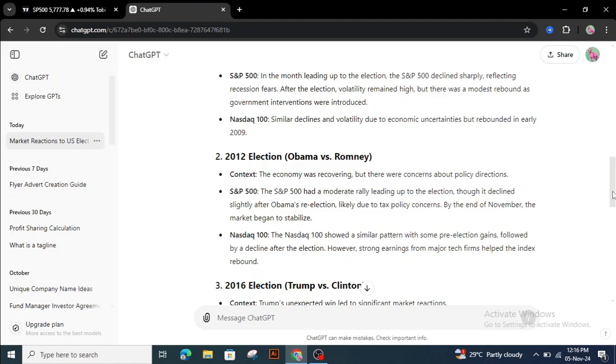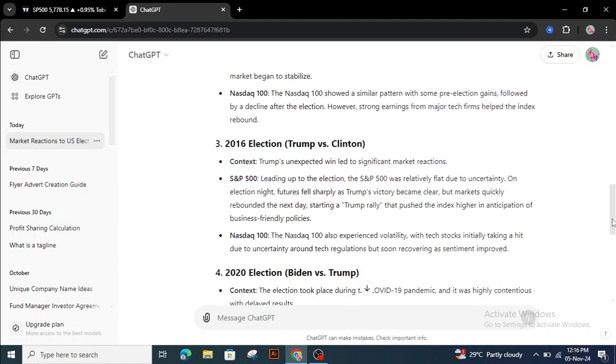Okay, so let's look at 2016 now. They said leading up to the election, the S&P 500 was relatively flat due to uncertainty. On election night, futures fell sharply as Trump's victory became clear, but markets quickly rebounded the next day, starting a Trump rally that pushed the index higher in anticipation of business-friendly policy. Nasdaq also experienced the same thing.